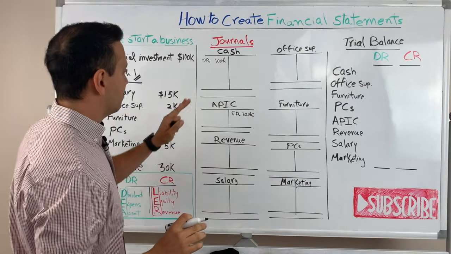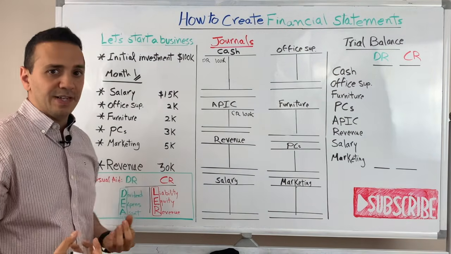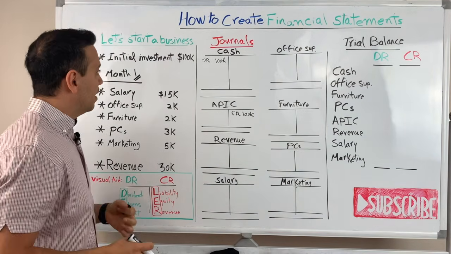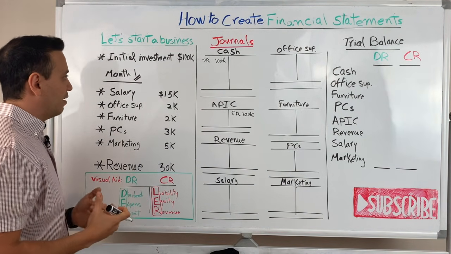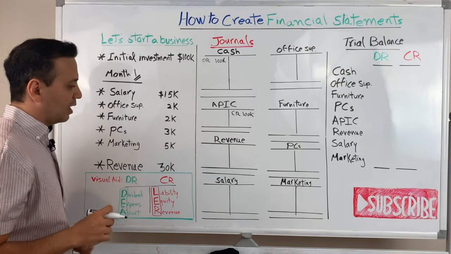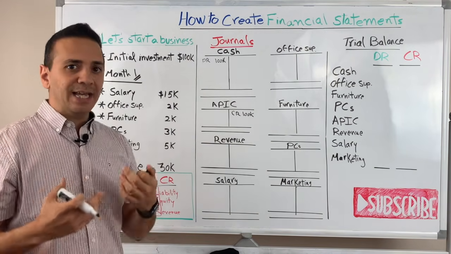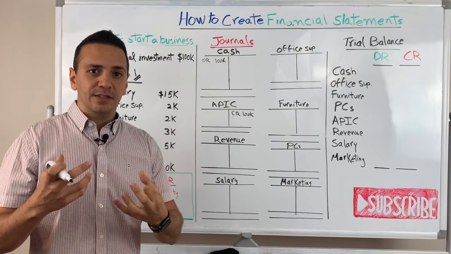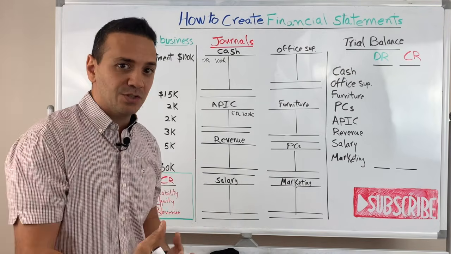So the credit will also be $100,000. So now we've recorded our first investment, or the initial investment, into the business. Now let's go through the transactions that we have and record them as well. So we have salary for $15,000. Whenever you're spending any money, as an accountant, you want to decide if that's an expense or an asset.